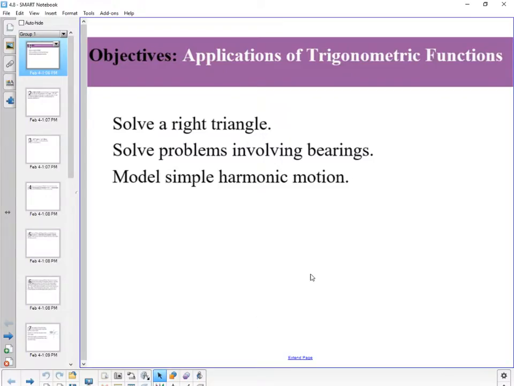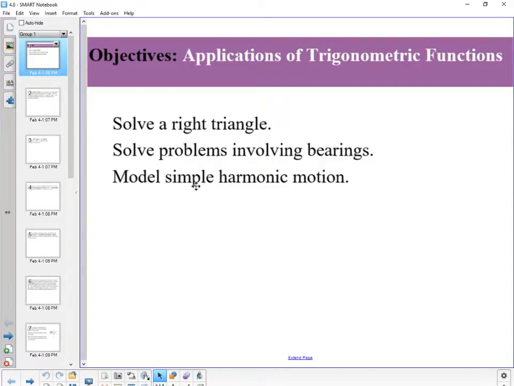So hopefully we can get through this quickly. There's only 3 objectives. Some of this stuff is, I don't know, I'm not going to say it's hard or not hard. I'll let you decide. I've been doing it too long. So we got 3 objectives: right triangles, bearings. Those 2 should be fairly simple. Might be a little tougher on the harmonic motion.